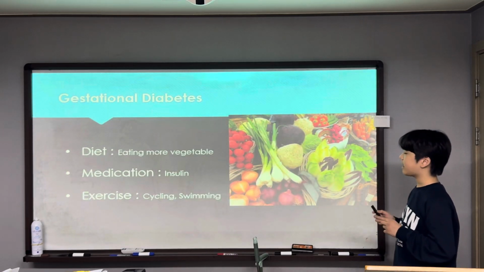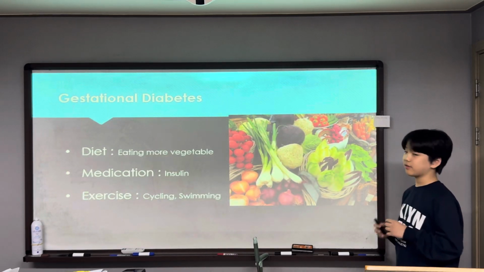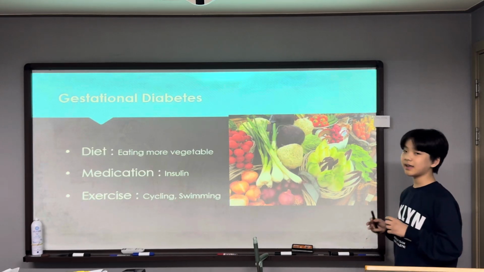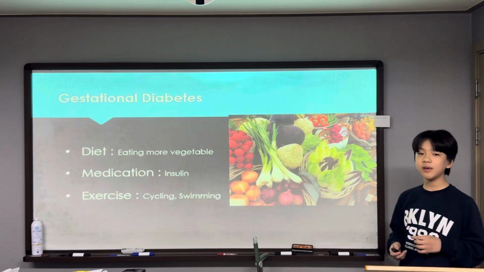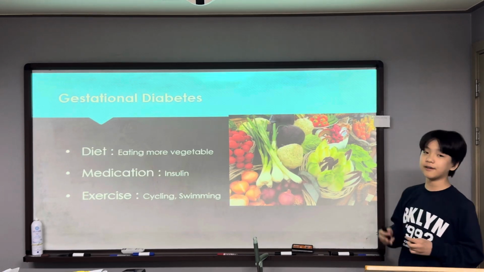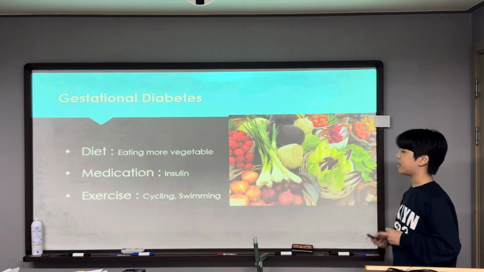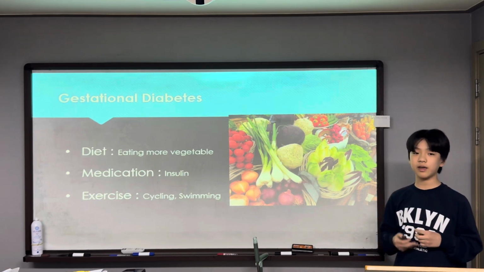And for gestational diabetes, you should first change your diet, such as eating more vegetables. And for medication, insulin injection is also another way. Some people might have a question: is insulin safe for babies? It is safe. And lastly, exercising. Exercising such as cycling and swimming might benefit too.